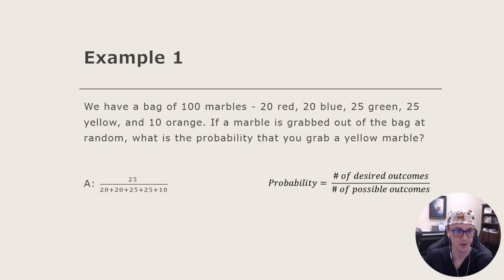All right, here's how I would do it. So we're looking for the probability that we grab a yellow marble. In the question, it said that there are 25 yellow marbles. So the number of desired outcomes is 25. And then you divide it by the possible number, which is 20 red plus 20 blue plus 25 green plus 25 yellow plus 10 orange, which comes out to be 25 over 100, or 25%.